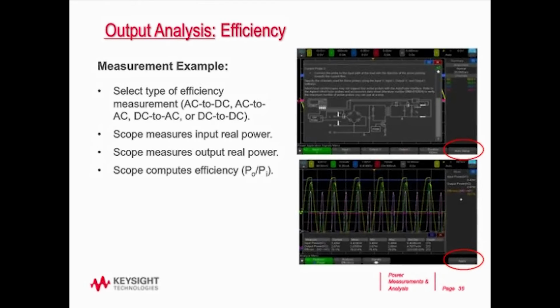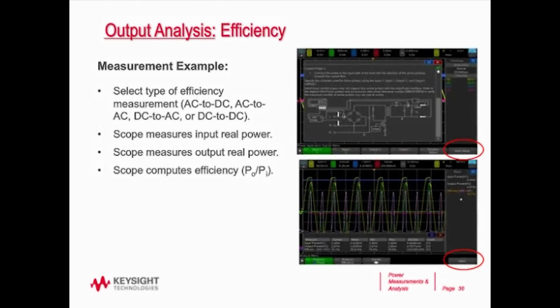However, it's going to require two current probes, one on the input and one on the output. Our particular app allows you to measure the efficiency of AC to DC, which is most typical for a switching power supply, as well as AC to AC, DC to AC, and DC to DC. So it's a pretty simple measurement.